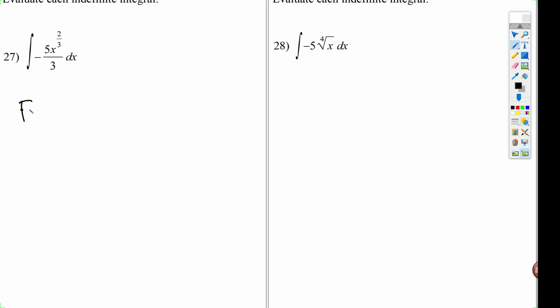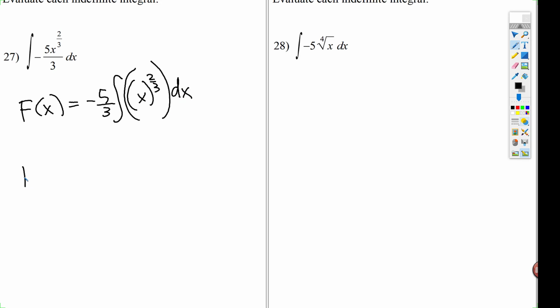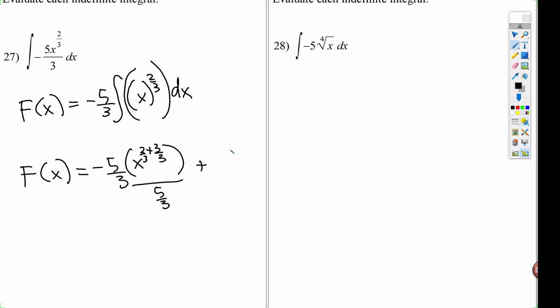All right, I'm going to undo this. Okay, we pull out a -5/3 on this one. We write the integration symbol, and then that is x to the 2/3 times dx. So F of x is x to the 2/3 plus 1. So 1 is 3 over 3. Well, 2 over 3 plus 3 over 3 is 5 over 3. Whoops, I didn't put the plus c.